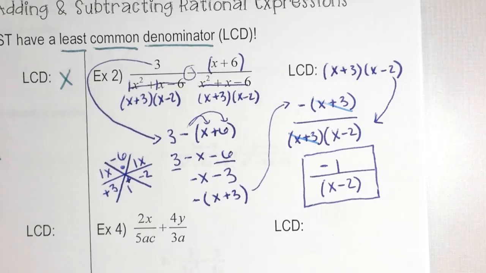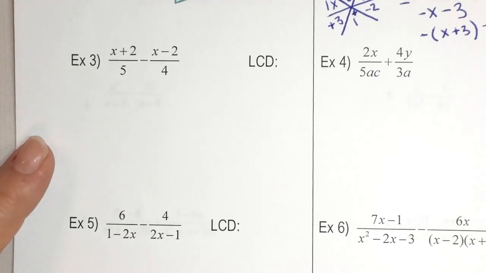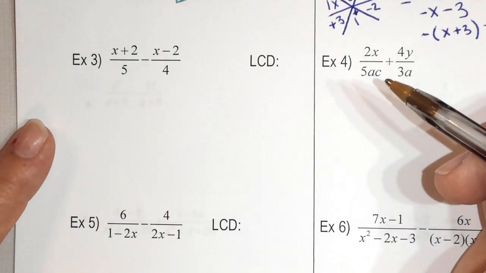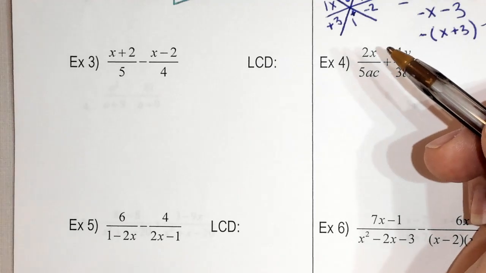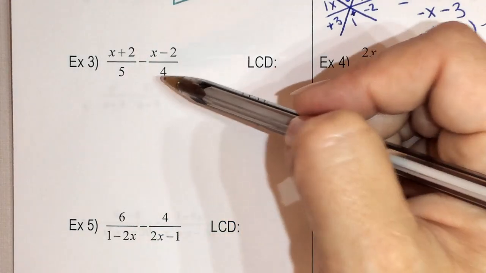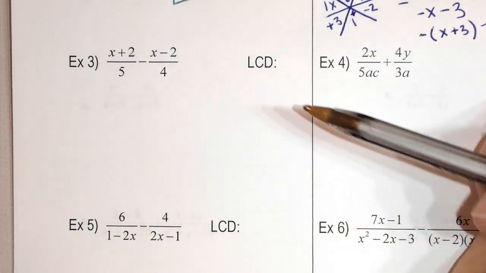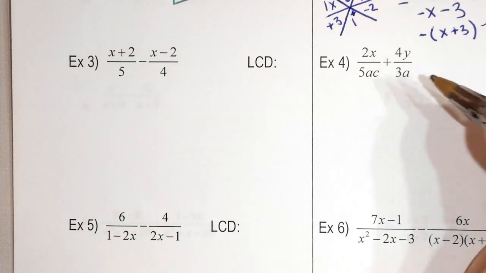Okay, so let's look at example 3. What do you think my LCD is going to be, my least common denominator? We have 5 and 4. Remember, to create a common denominator, you have to multiply. So it's going to always be the same or bigger than your biggest number. Can 4 turn into 5? No. So what else can they both turn into?